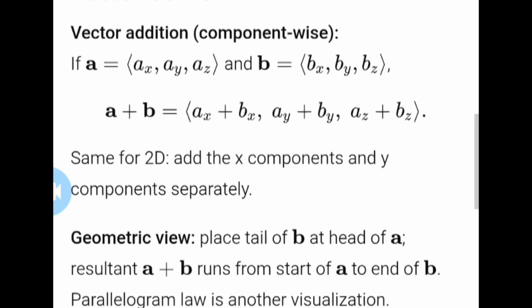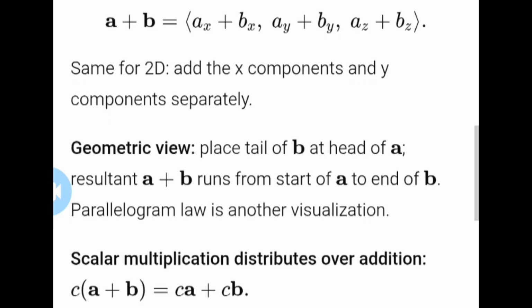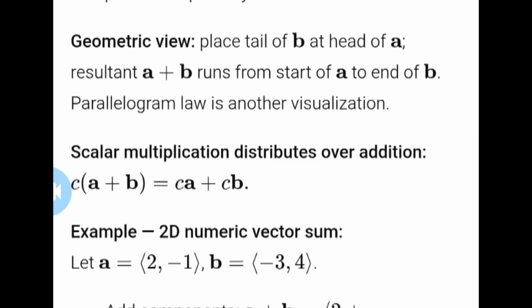Algebraic presentation of vector sums. Vector addition component-wise. Vector addition is pretty simple. You take the individual x components and the y components and you add them. A equals Ax comma Ay comma Az, and B equals Bx comma By comma Bz. A plus B equals Ax plus Bx comma Ay plus By comma Az plus Bz. Same for 2D: add the x components and y components separately.